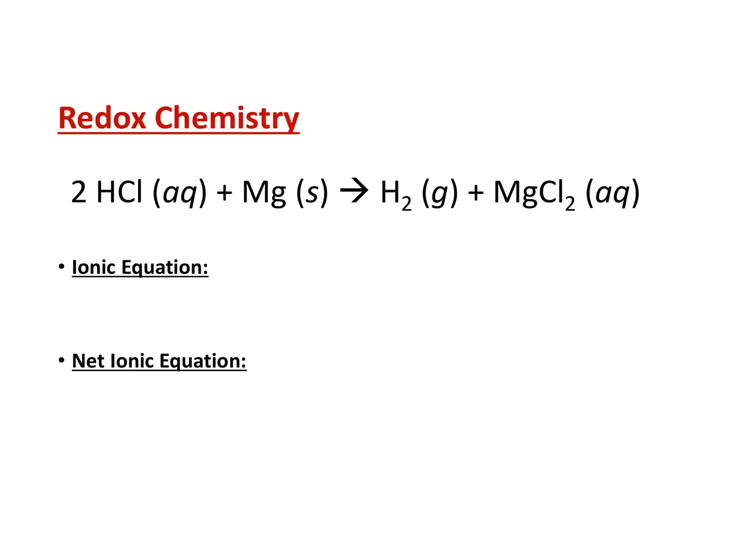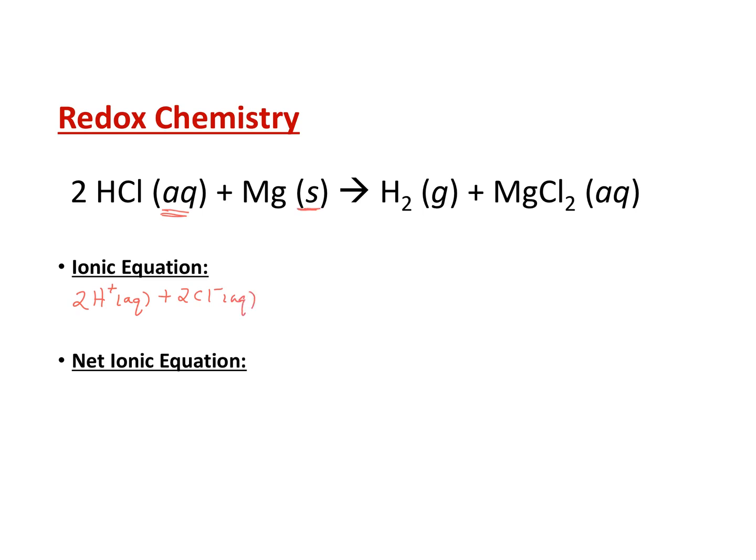And so here's the reaction. 2HCl aqueous reacts with magnesium solid to produce hydrogen gas and magnesium chloride aqueous. For the ionic equation, remember, anything that's aqueous will be written as ions in solution. So we'd have 2 hydrogens aqueous plus 2 chlorides aqueous.